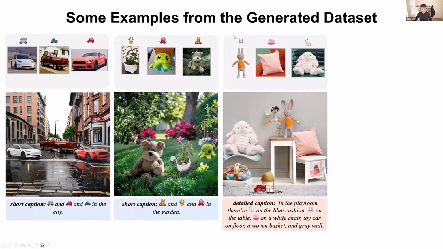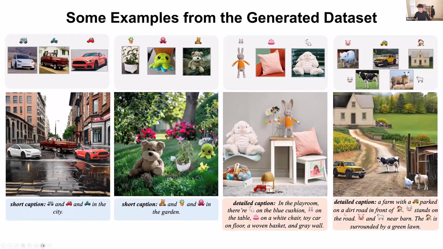And here is another one, right? So you have this one rabbit in the playroom. There's a rabbit on the blue cushion, and there's another rabbit on the table. And here's a pillow on the wet chair, toy car on the floor, a woven basket, and a gray wall. This is the caption. It's a very precise, bag-of-words-ish caption, right? So it reflects the scene in a precise fashion. And here's another example, which is similar to this and also gives you a precise combination and caption.